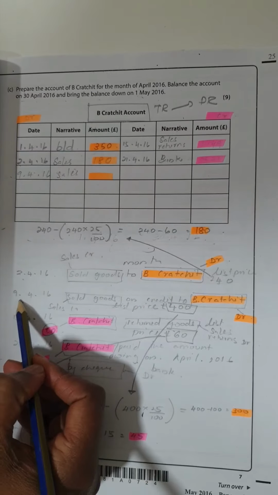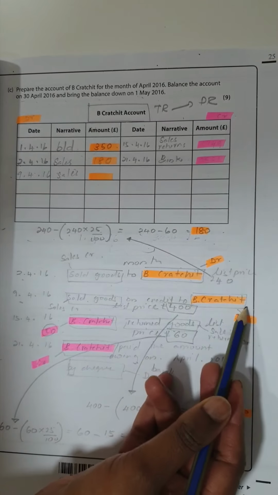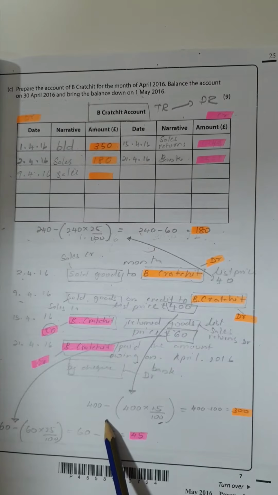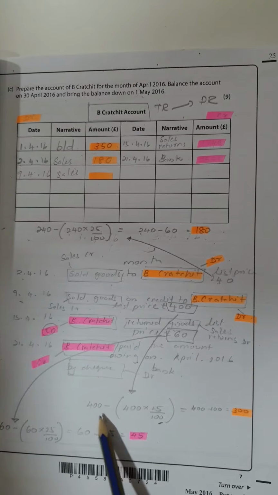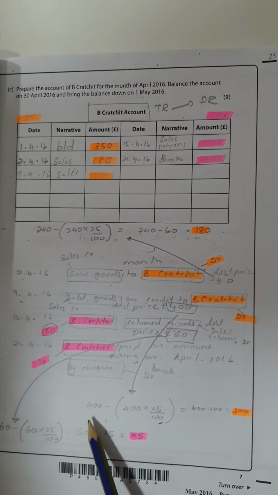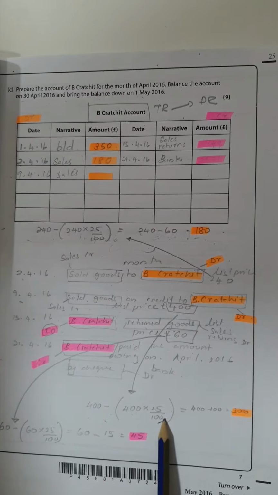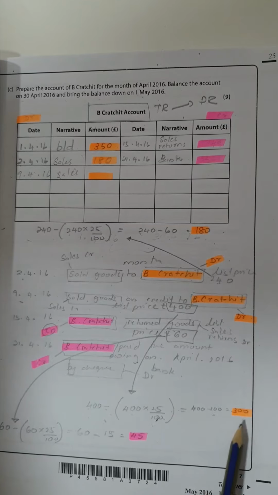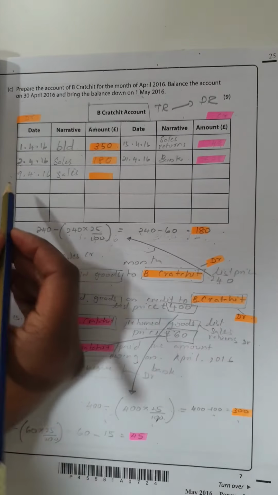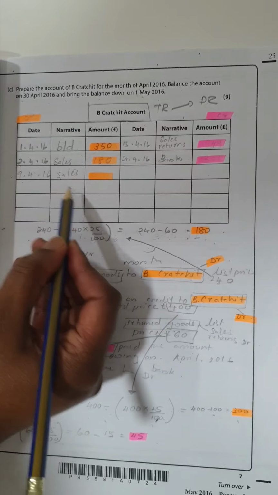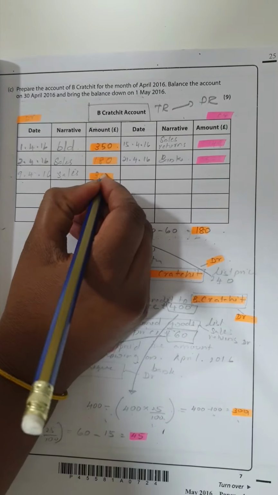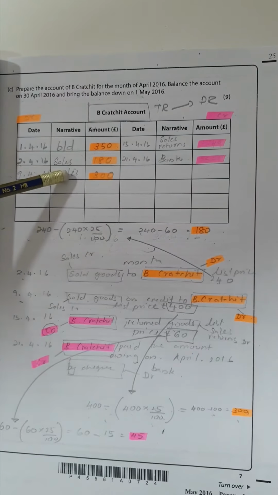And then on 9th, again sold goods on credit to B. Cratchit, list price 400. In this case, again you're supposed to calculate the 25% discount because 400 is the list price. So 400 take away 400 into 25 over 100, which is 100. 400 take away 100 gives you 300. Therefore again you enter it on the debit side, date followed by opposite account's name, and then this 300 over here. Now you're done with this.